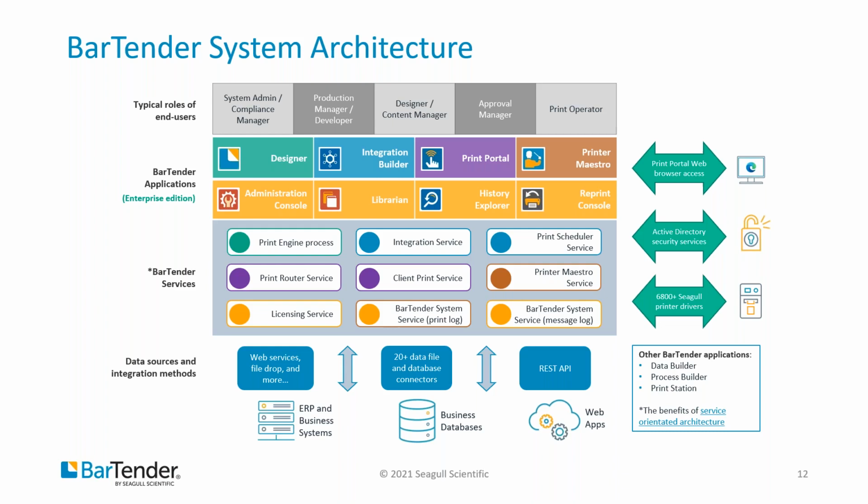From a security standpoint, the BarTender system makes use of Active Directory to enforce user and group-based security, using those security services. And when it comes to printing, we have Seagull Scientific printer drivers for, and the latest count is 6,800 different printer models of industrial class barcode, label, and RFID printers.